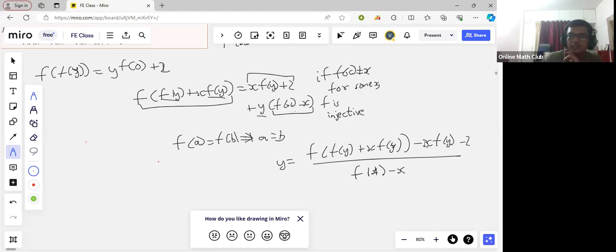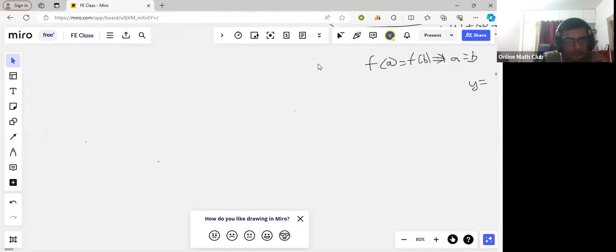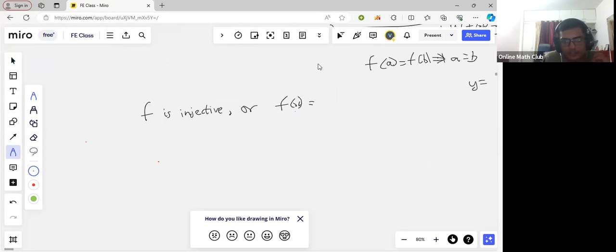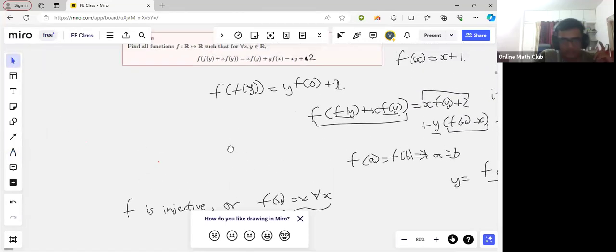So what you've essentially gotten is this: f is injective or f of x equal to x for all x. But this you can check doesn't work in the given equation. So we have proven injectivity. Right? Is this fine for everyone? How we have proven injectivity?